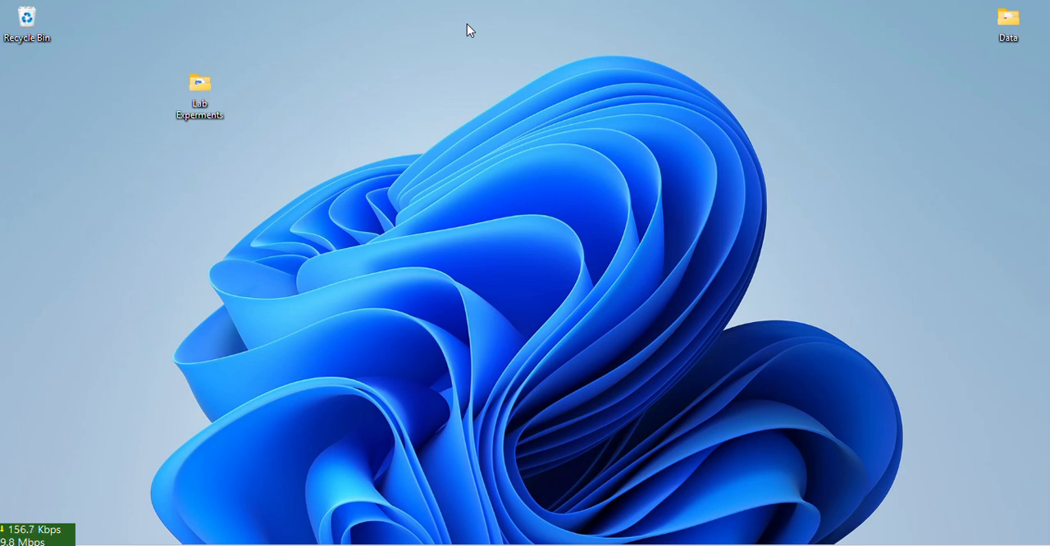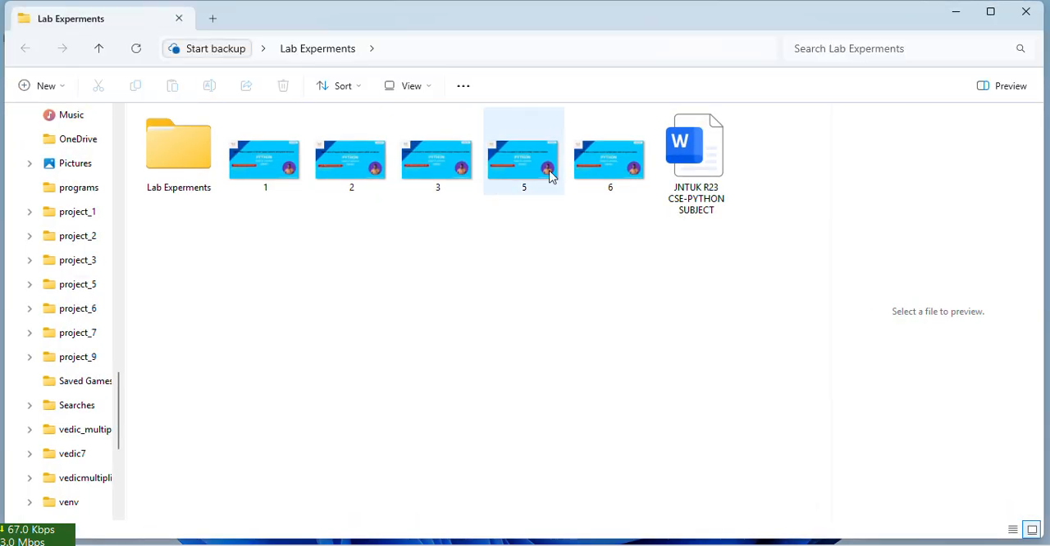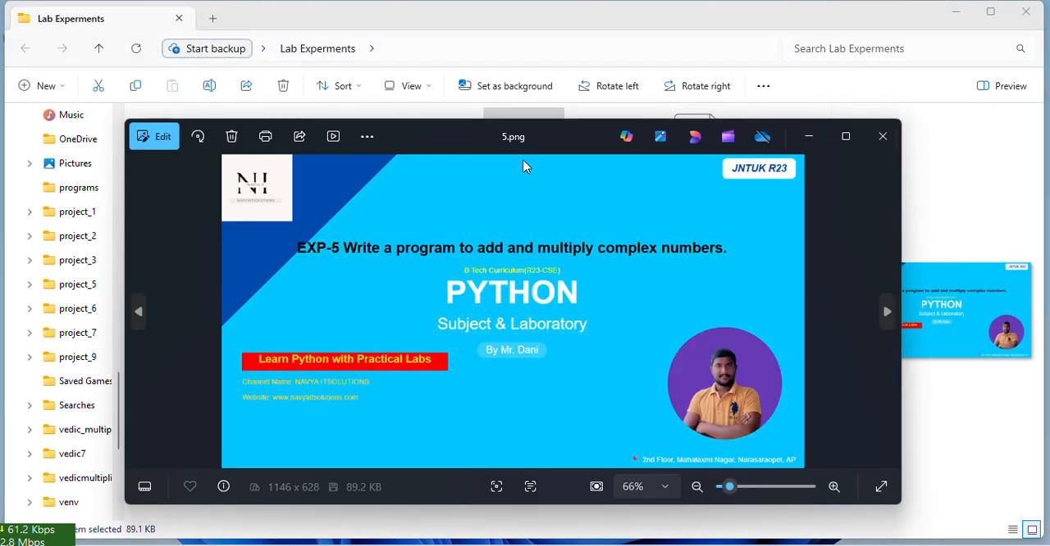As for our discussion, today I am explaining the fifth experiment. I have already completed the first, second, third and fourth experiments. Today is the fifth experiment. The experiment name is: write a program for addition and multiplication of complex numbers.